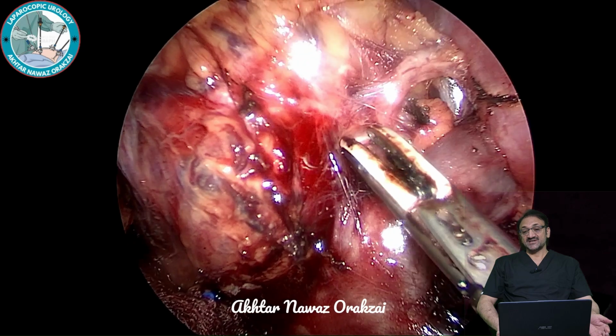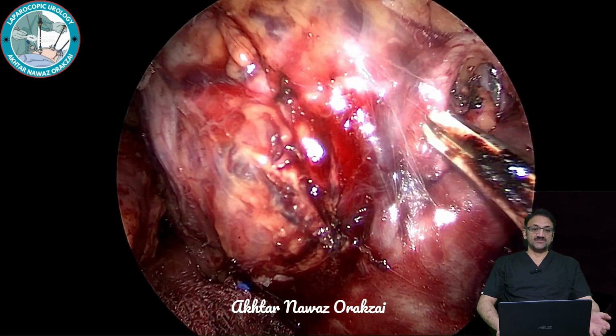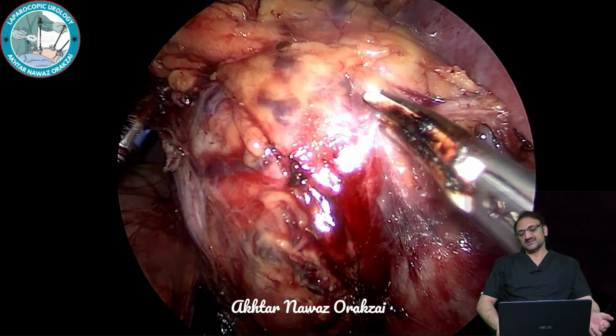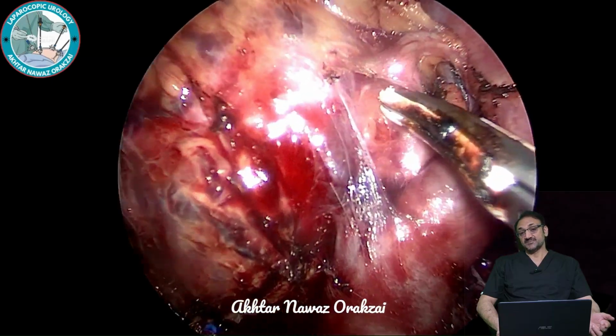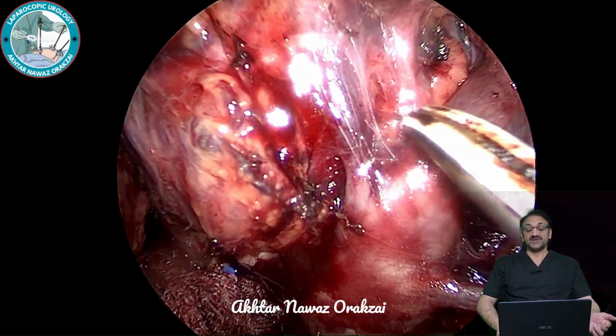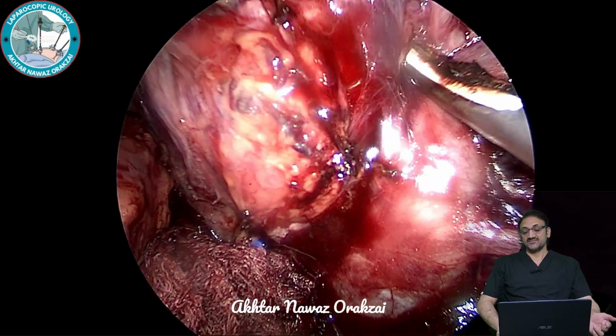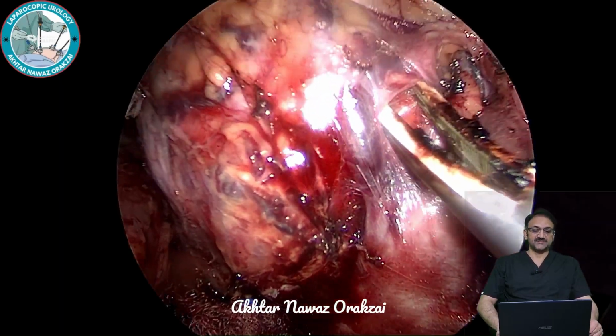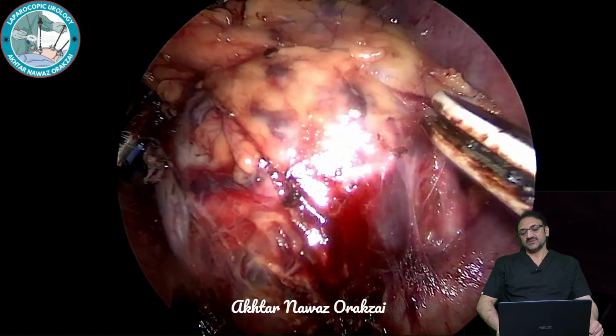So while dissecting the gland away from the upper pole of the kidney, you must keep in mind the artery to the upper pole, so that it is spared and not injured, because if this artery is injured, it may be supplying a significant portion of the kidney, and that will be lost to ischemia.